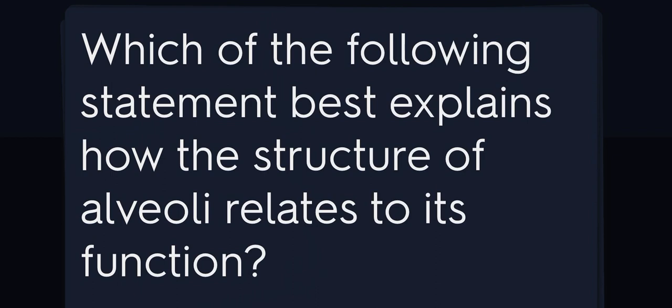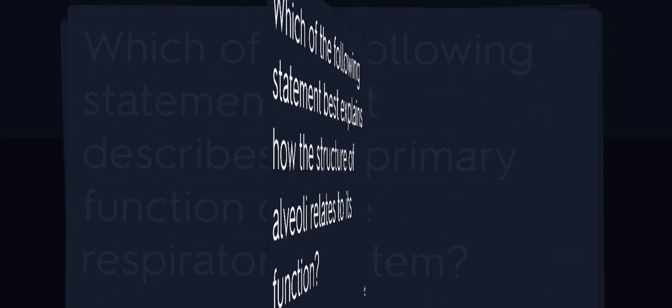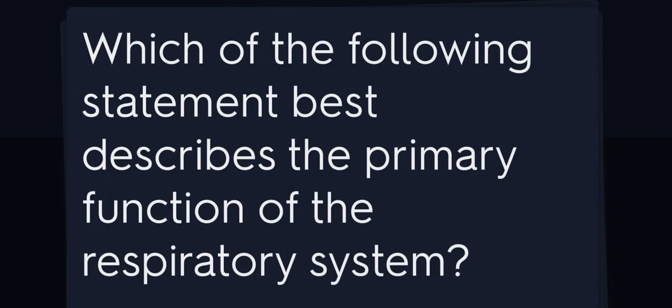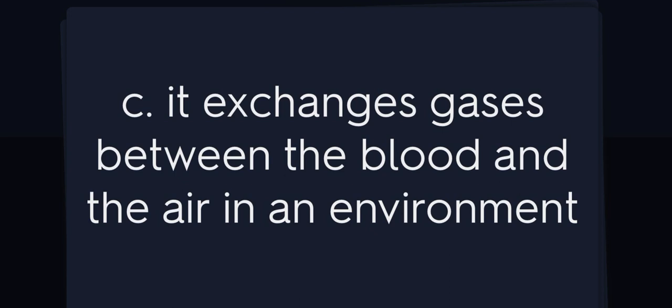Which of the following statements best explains how the structure of alveoli relates to its function? B. The walls of the alveoli are thin to increase rate of diffusion. Which of the following statements best describes the primary function of the respiratory system? C. It exchanges gases between the blood and the air in an environment.